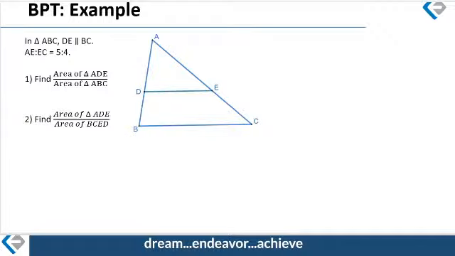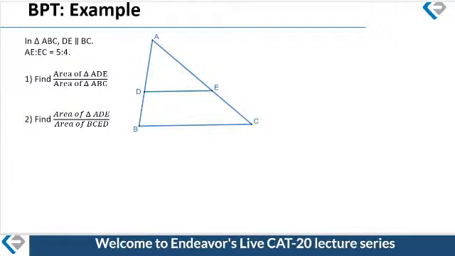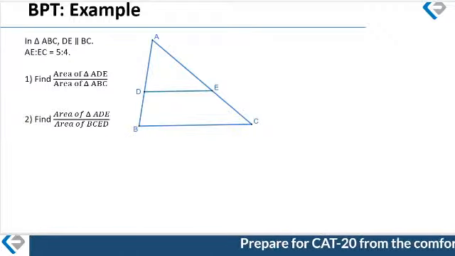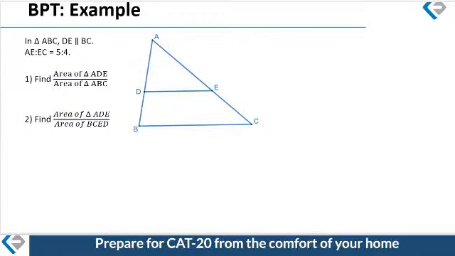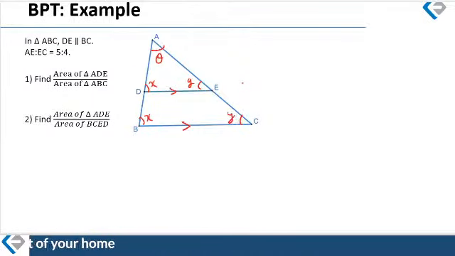Okay, let's go to this one, my friends. Let's take a look at this particular question. All right, let's do it together. Now there is a similarity here. DE is parallel, so there are parallel lines and a common angle. This is theta. If I call this angle X, this is also X, corresponding angle. If I call this angle Y, this is also Y, corresponding angle.